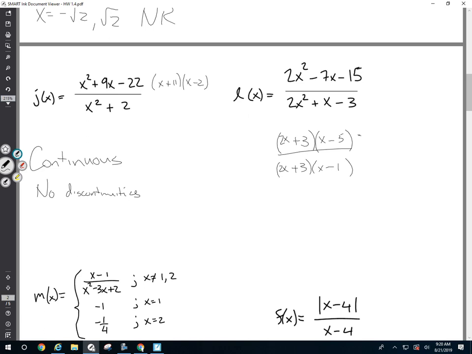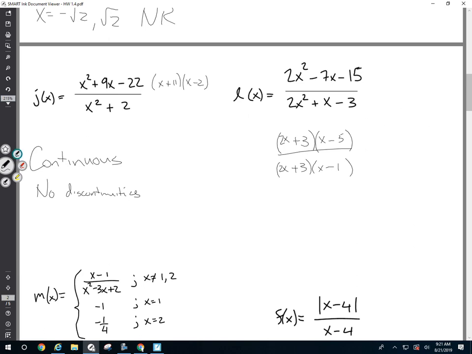But just check by distributing. 2x times x is 2x squared. 2x times -5 is -10x. 3 times x is 3x. 3 times -5 is -15. Okay, that would simplify to be -7x. We're good. All right, great.